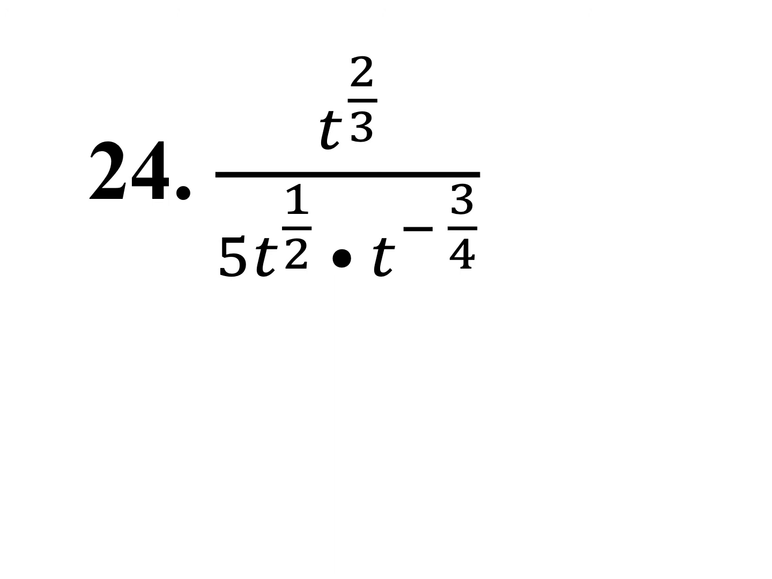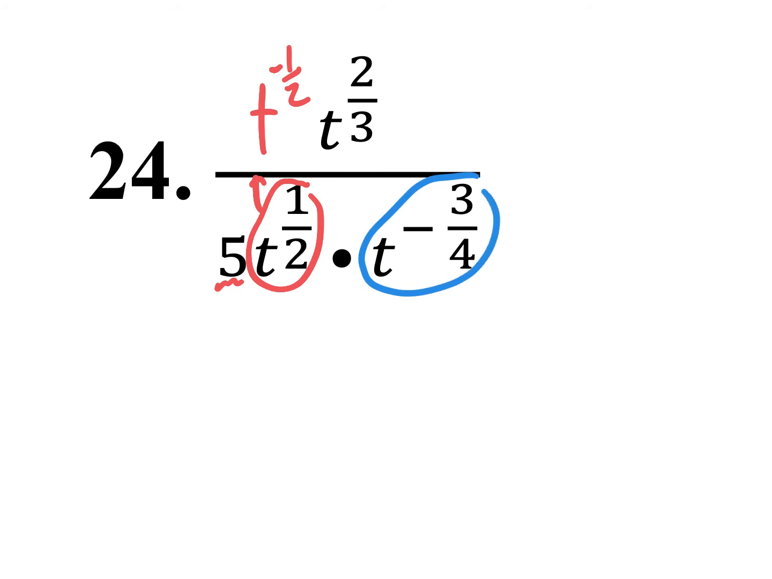But we are going to move them all to the top on this one, because when I move this one up, it'll become t to the negative 1/2 power. The 5 obviously stays down there. It didn't have a negative exponent. And then I move this one up, t to the positive 3/4 power. So we really do have t times t times t, and we just have these different powers: the negative 1/2, the positive 2/3, and the positive 3/4.